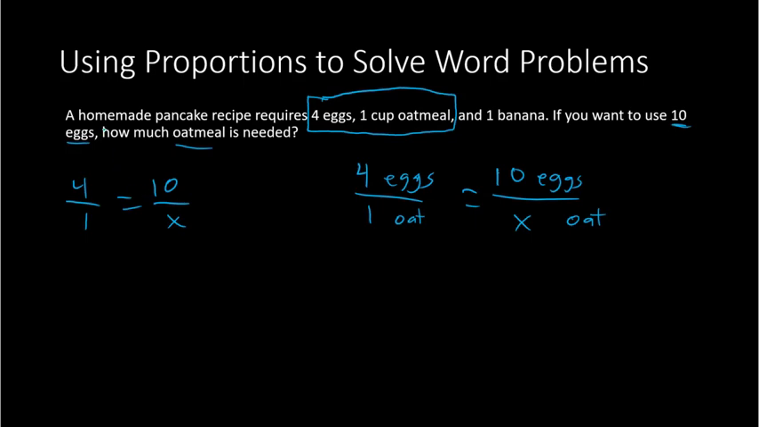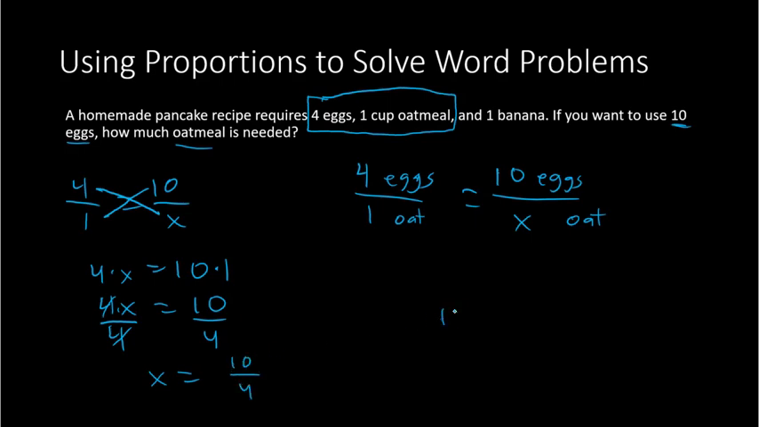All right, so to solve this using cross multiplication, we would do the 4 times x equals, and then we do 10 times 1. So we have 4 times x equals 10 times 1. Now, 4 times x is just 4x. 10 times 1 is 10. So now to solve for x, we can get rid of the 4. The 4 is being multiplied, so to get rid of it, we must divide. We divide both sides by 4. So we have x equaling 10 divided by 4.